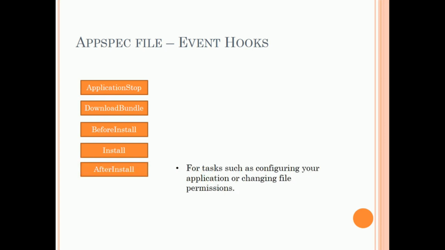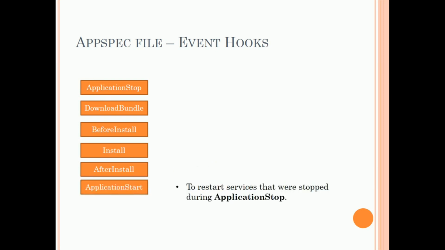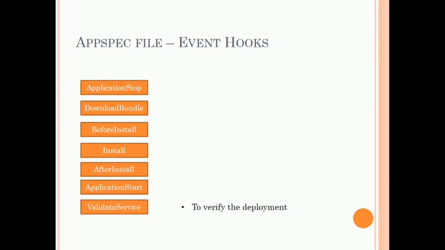The next event hook is AfterInstall. During this deployment event, we can configure tasks such as configuring our application or changing the file permissions. The next event hook is ApplicationStart. During this deployment lifecycle event, we can define the scripts to restart the services that were stopped during the ApplicationStop event hook. The next is ValidateService. This event will be used to describe the scripts to verify the deployment. All these event hooks will be used in the in-place deployment.